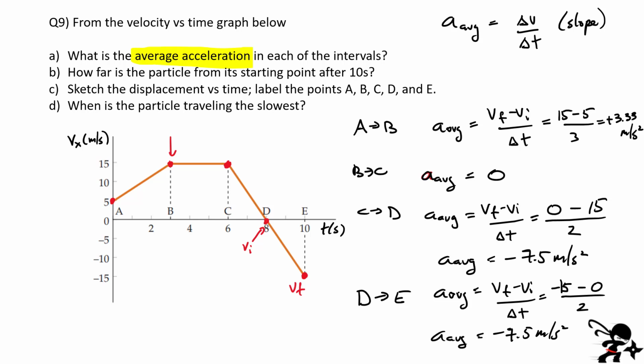And you can see that right away from the line, right? The slope over here is the same as the slope over here. So I should get the same value. Okay, so that's how you find the average acceleration.